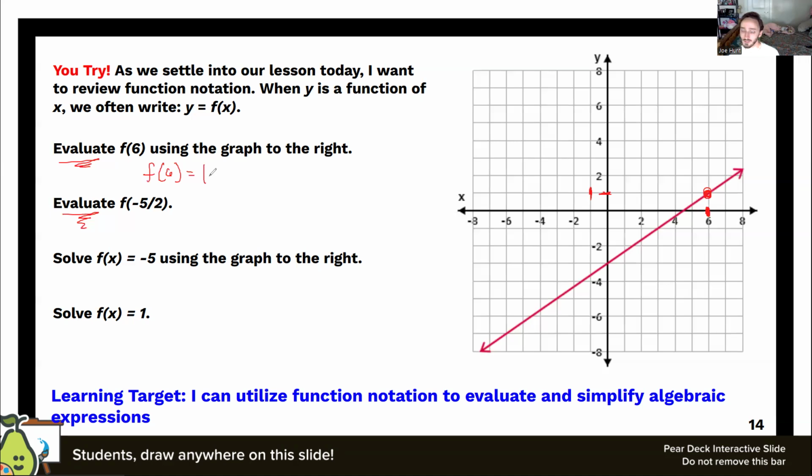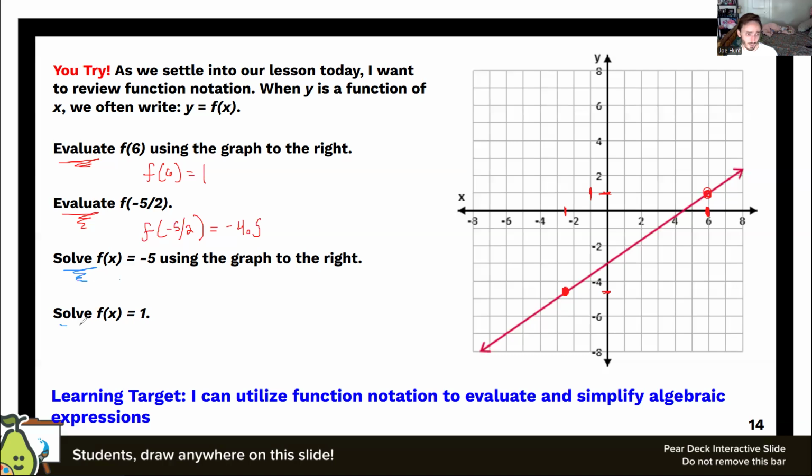That's the y value. If I wanted to evaluate f of -5 halves, which is the same thing as -2.5, what I'm going to do is go to -2.5 as an input. I'm going to try and read off as close as I can the corresponding output, which in this case appears to be -4.5. Or I could say that's something like -9 halves? I think it is.